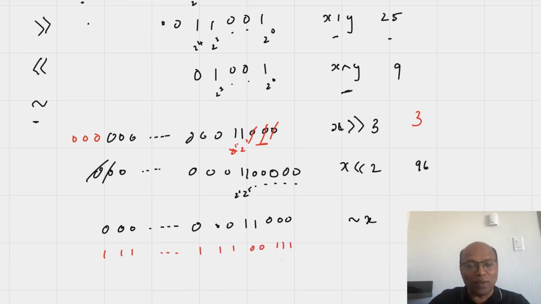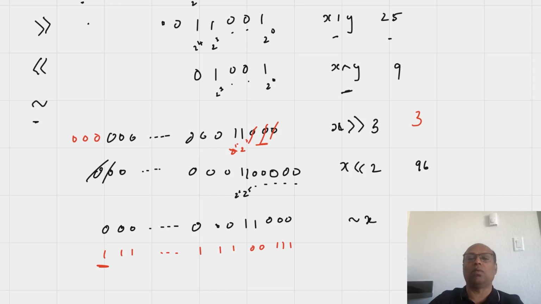Now, what is the value? The value you cannot calculate like this, as 2 raised to 0, 2 raised to 1, 2 raised to 2. Why? Because the first bit is the sign bit and it is 1. In order to get the value, if the sign bit is 1, what you need to do first is inverse the bits and subtract 1. You need to subtract 1 and inverse the bits.